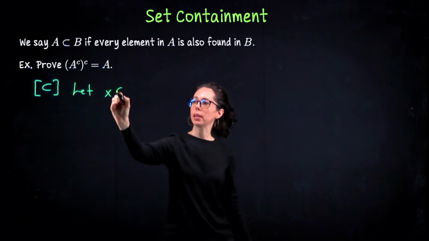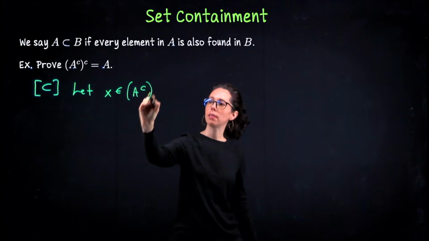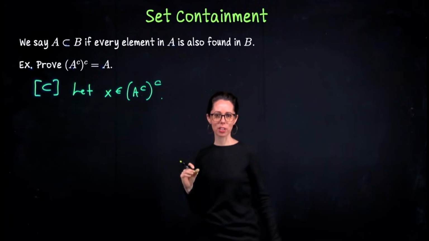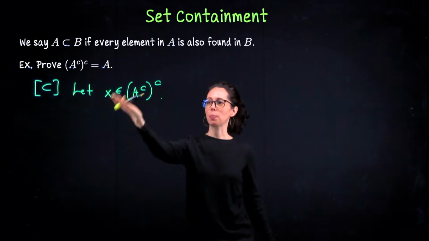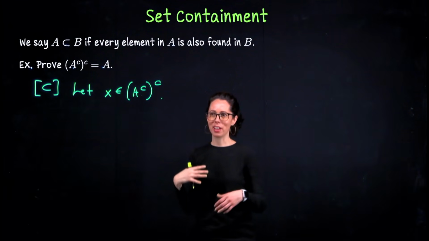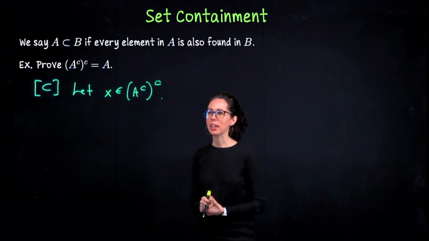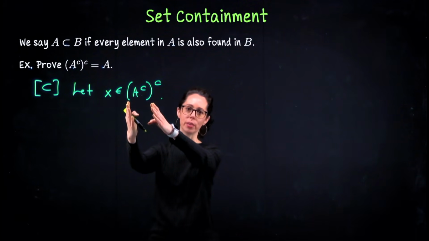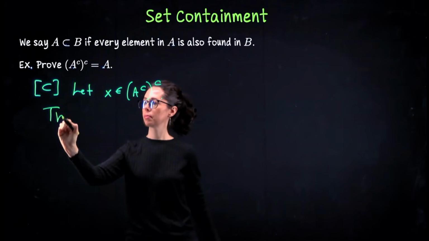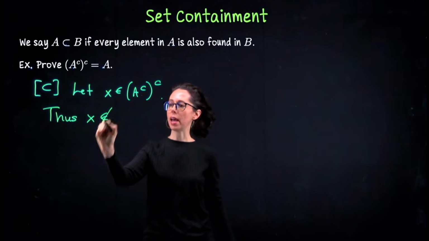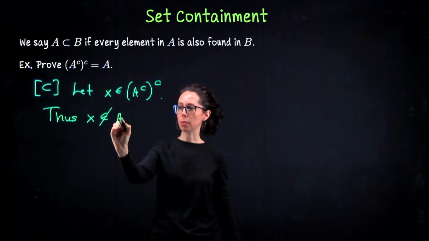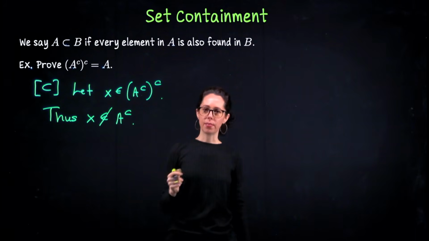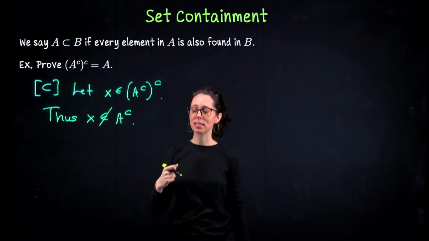So let X be an element of the complement of A complement. Just like a moment ago, what we're essentially going to do is take this expression and unpack it, perhaps rephrasing it differently until we get to the right-hand side. This outermost complement means that X does not belong to the innermost set. Thus, X is not an element of this A complement. But if X is not an element of A complement, then by definition, X is an element of A.